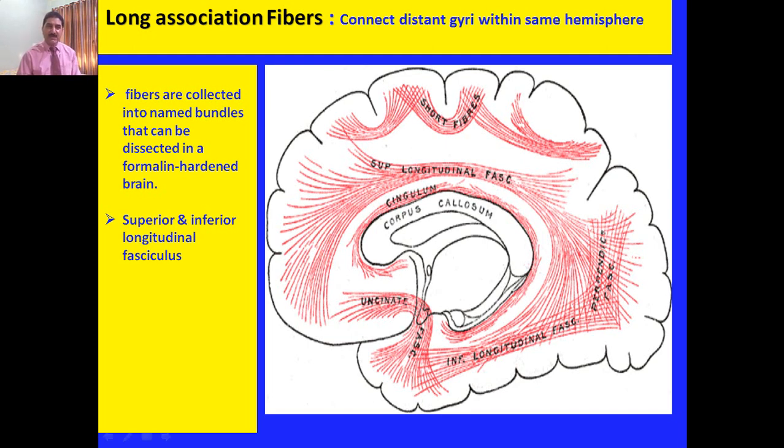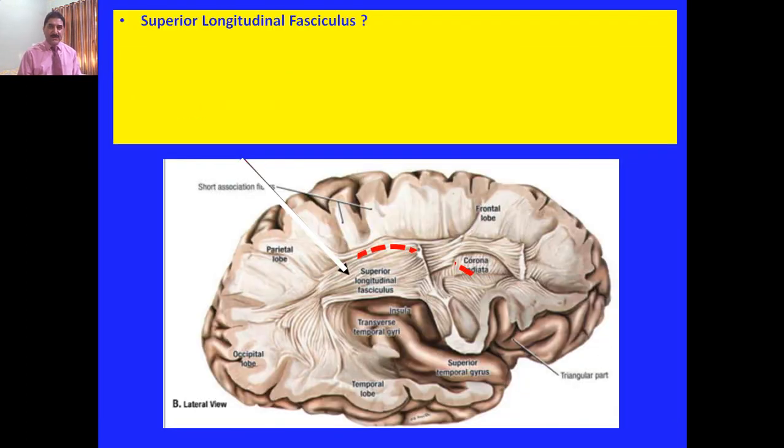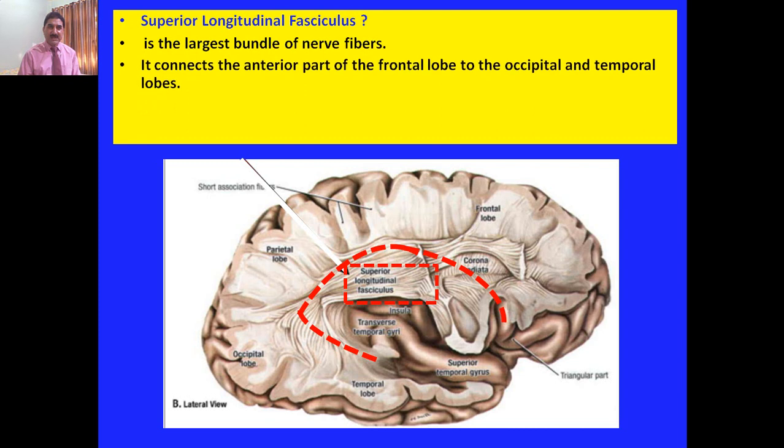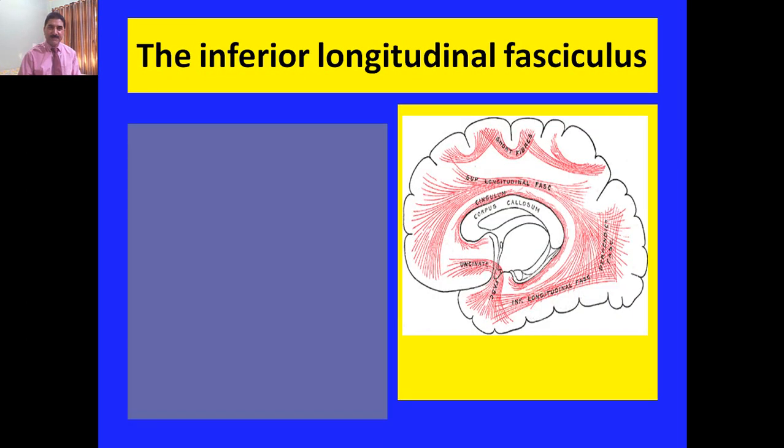And these bundles are the superior and inferior longitudinal fasciculus, cingulum, uncinate fasciculus, the perpendicular fasciculus. Superior longitudinal fasciculus, as shown by this red dotted line, is the largest bundle of nerve fibers. It connects the anterior part of the frontal lobe to the occipital and temporal lobes. It is situated deep within the cerebral hemisphere and is related to the lateral border of caudate nucleus.